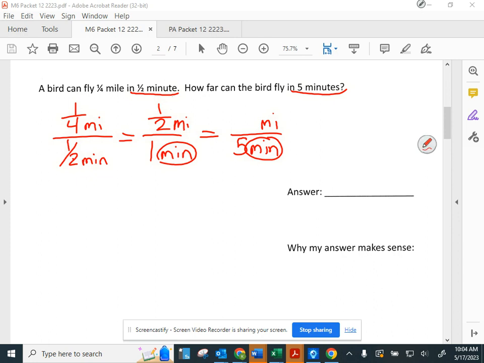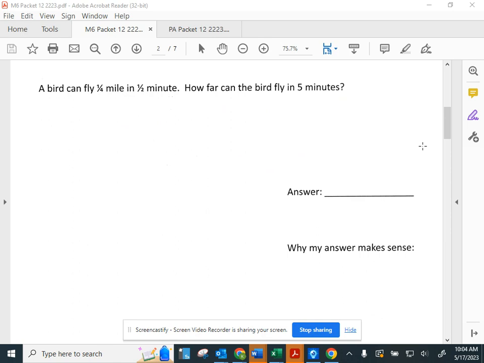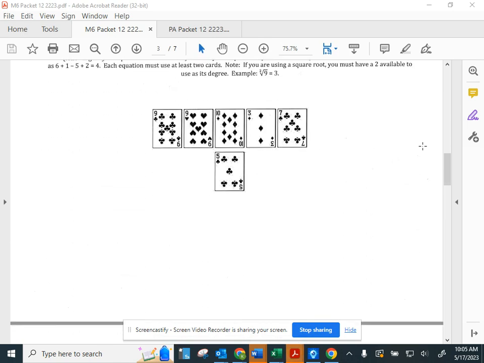Okay. Next page is our 5-card challenge. So in our cards this time around, we have 2 9s. So in your equations, you can use the 9 twice. So you can use 9, 9, 10, 3, 7, manipulate them around using your different operations to get a 5 for an answer.